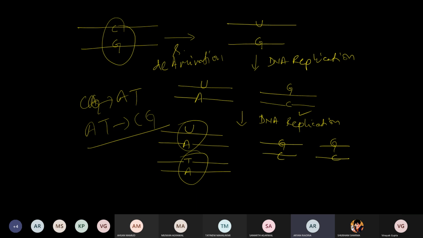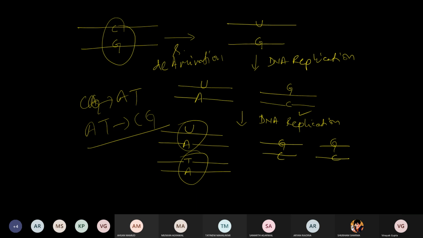Sir, only the interaction between uracil and adenine I'm having little doubt. Sir, why A is going there? Yeah, because your DNA replication machinery is going to consider U basically as T, because of the structure similarity between uracil and thymine.